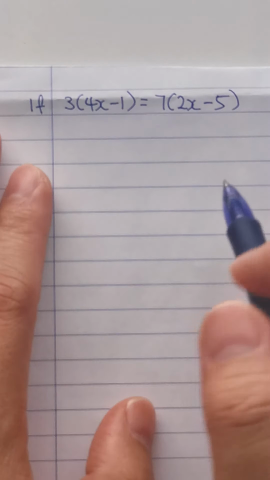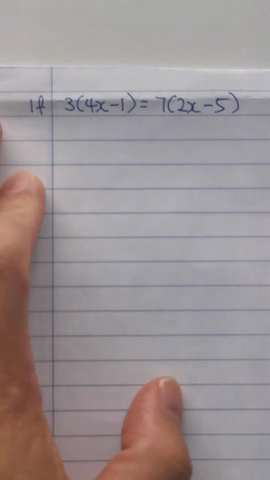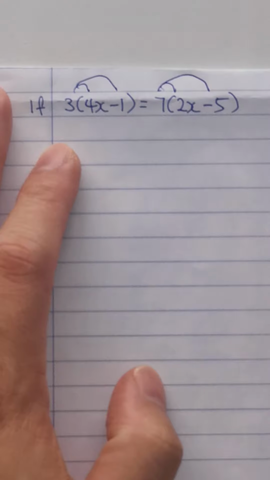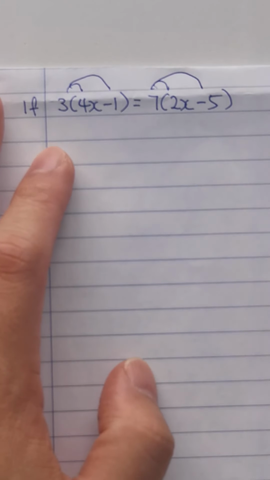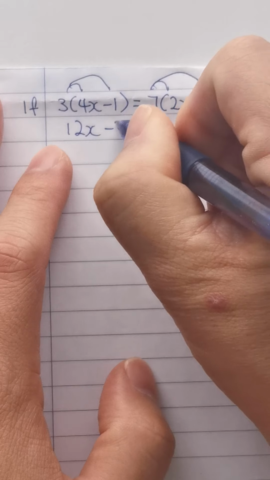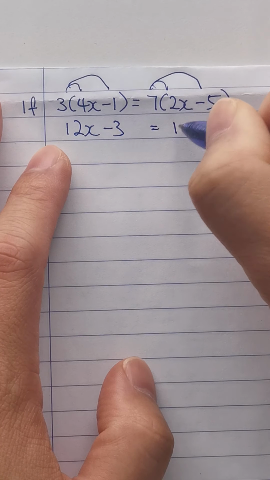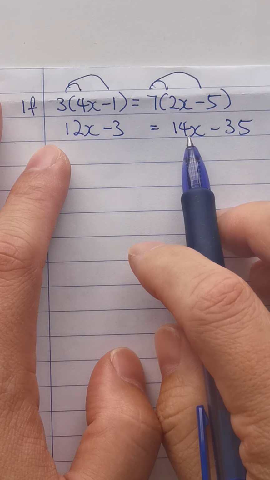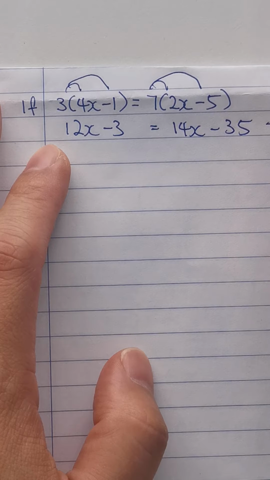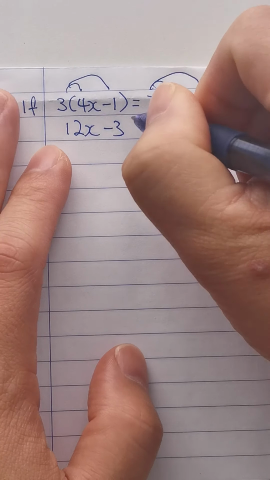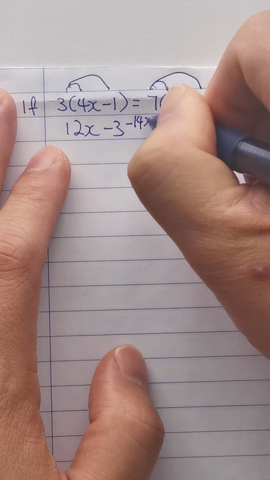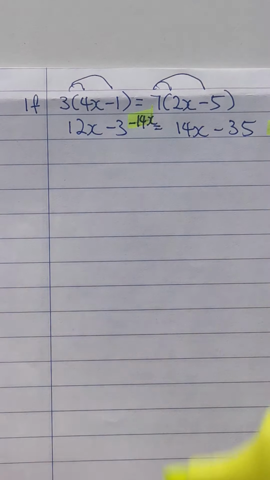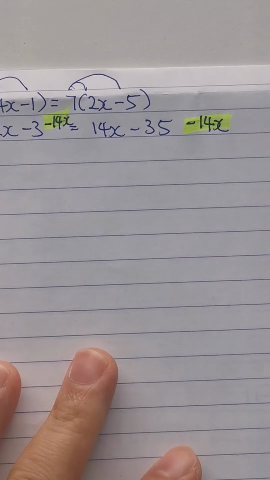Okay, so on my left hand side, I can only have x, and on my right hand side, I can only have constant term. Let's remove the bracket. This one I will go through a bit faster, because it's quite similar to the previous questions. So I have 12x minus 3, and this is equals to 14x minus 35. I need to remove away my 14x. So I'm going to add a term minus 14x on the left, and on the right I have to minus away 14x as well. Remember that we have to do it for both sides so that we can balance the equation.